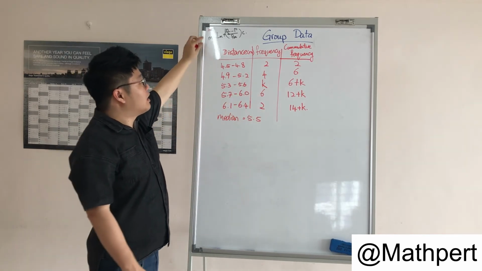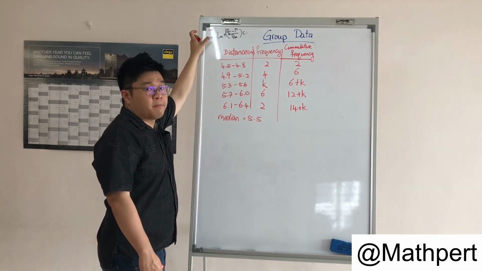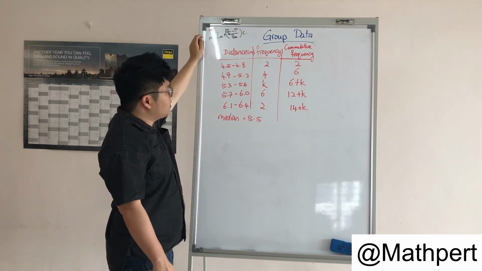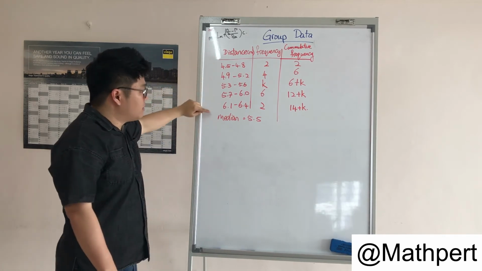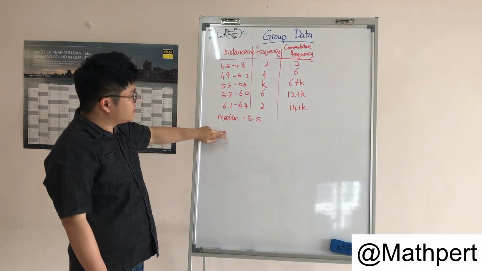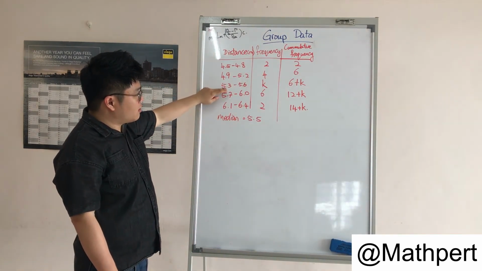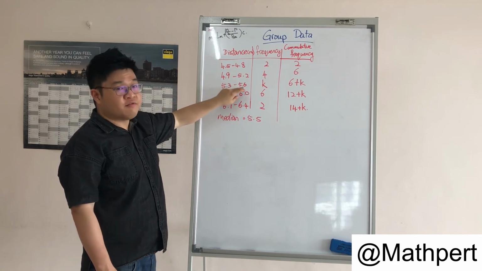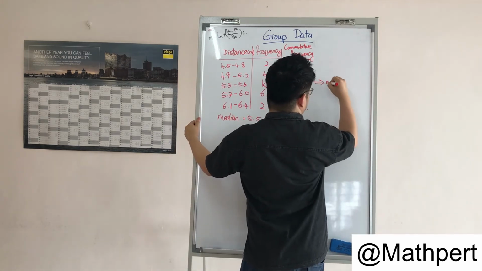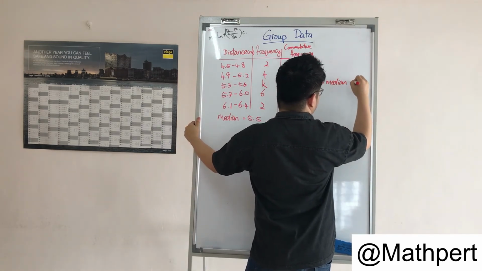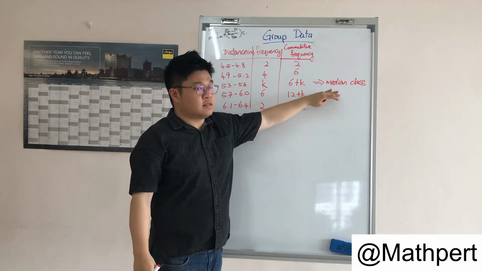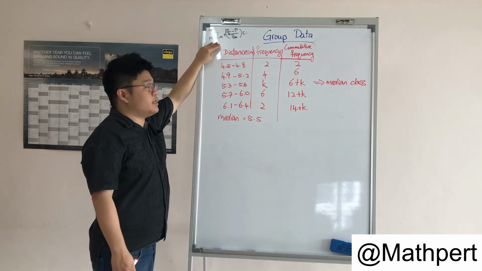So this is the formula for median in grouped data. So first of all, find out which class is the median class. So 5.5 is over here, right? 5.5 is in between 5.3 and 5.6. So this will be the median class. Okay? Once we determine the median class, then we can go for all these.